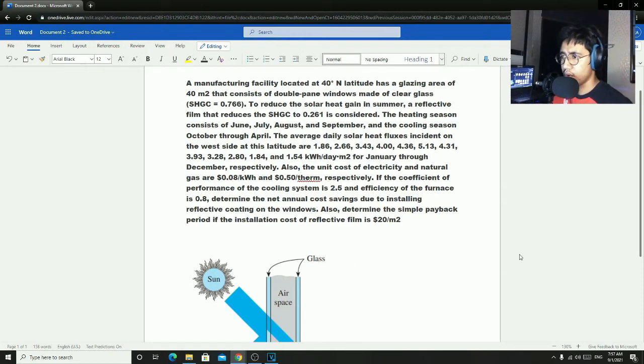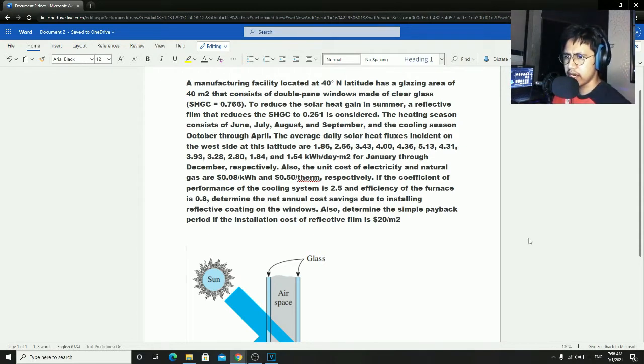Okay, a manufacturing facility located at 40° north latitude has a glazing area of 40 square meters that consists of double pane windows made of clear glass, with SHGC of 0.766. To reduce the solar heat gain in summer, a reflective film that reduces the SHGC to 0.261 is considered. The heating season consists of June up to September and the cooling season October through April.